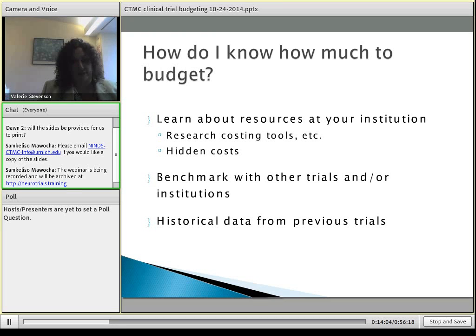Another thing to do, if you don't have a large research infrastructure at your institution, is benchmark with other institutions.